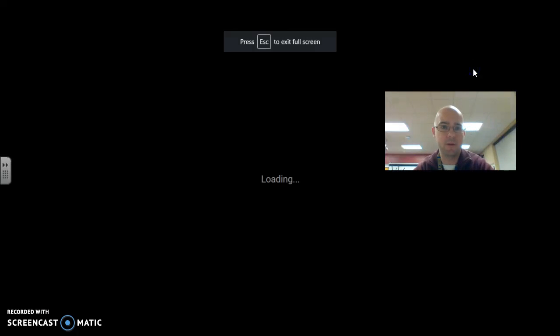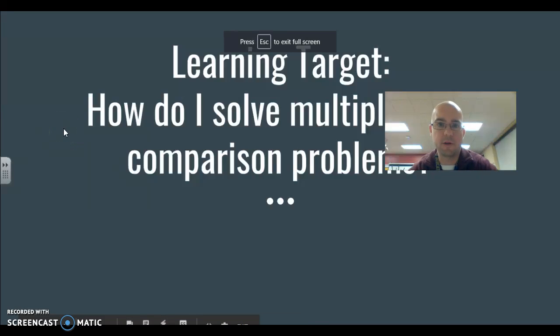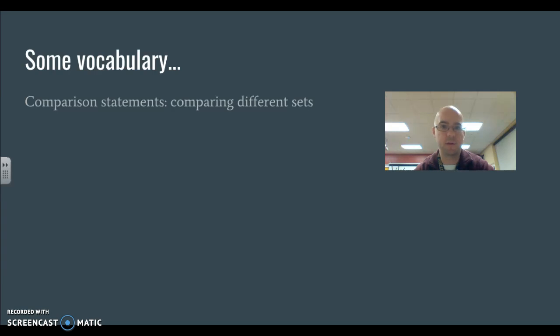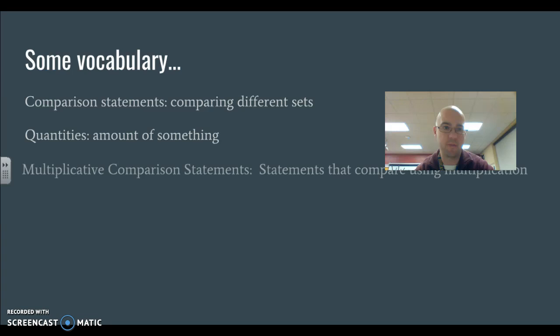Now let's get started. Your learning target is how do I solve multiplicative comparison problems. So here's some vocabulary we're going to look at. Comparison statements are comparing different sets. Quantities mean the amount of something. Multiplicative comparison statements are statements that compare using multiplication.